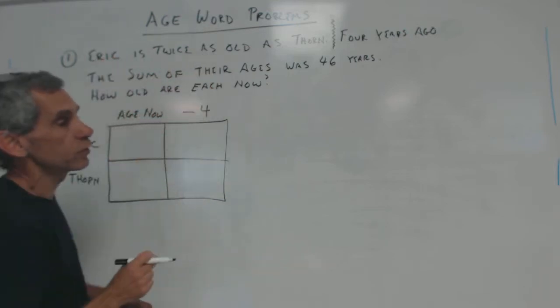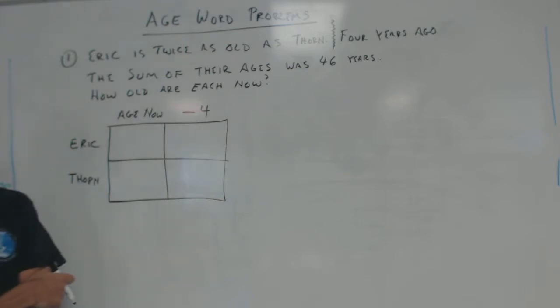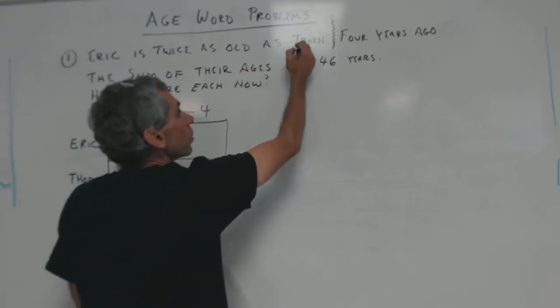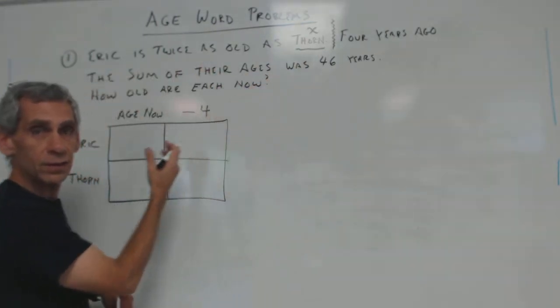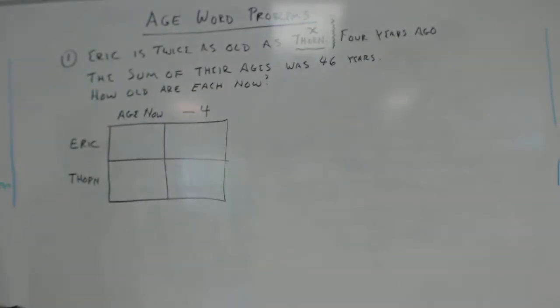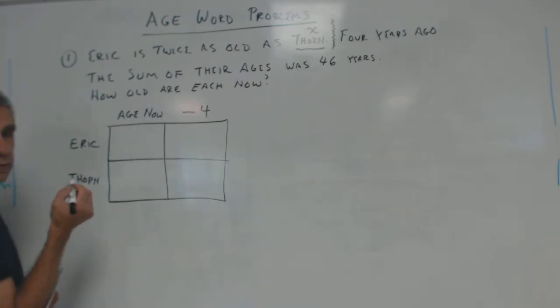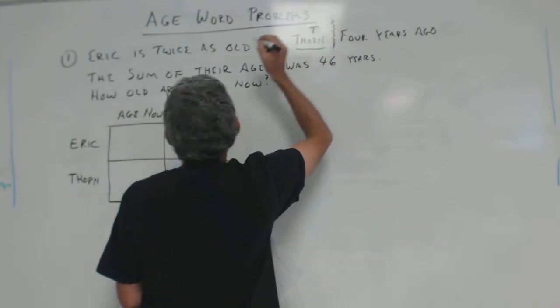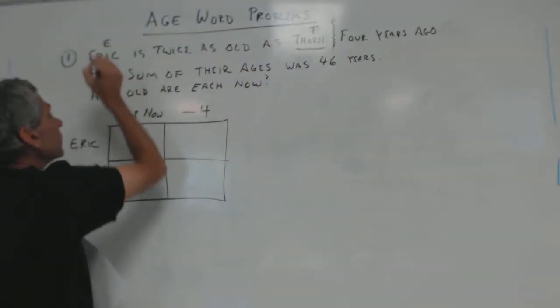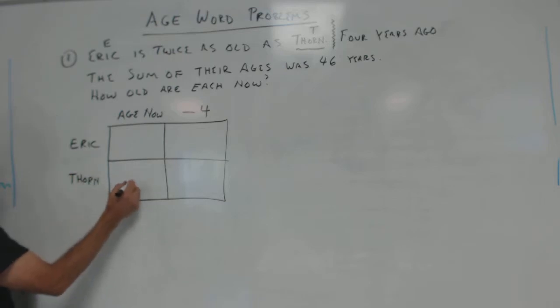Eric is twice as old as Thorn. Who's younger? Thorn. Thorn is X. Wouldn't you agree with me? That's the base age. Can't we do their first name, the first letters? Yeah, what do you mean? Because I have E and T. Oh, you have E and T? That's fine. We can do that. We can make T. That's totally fine. T and E. So Thorn is T.